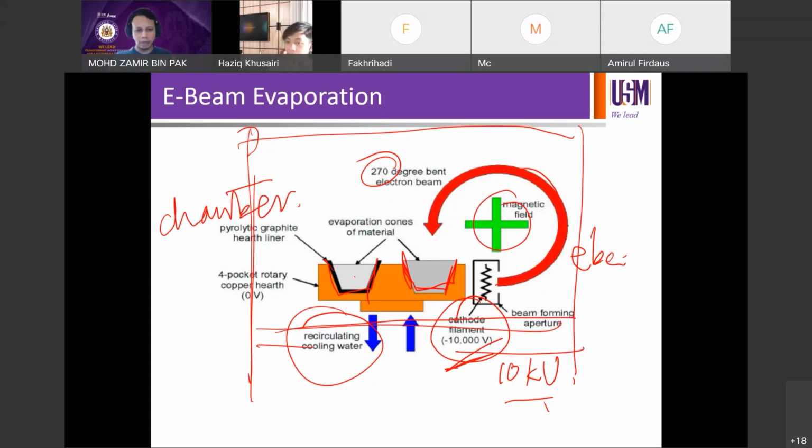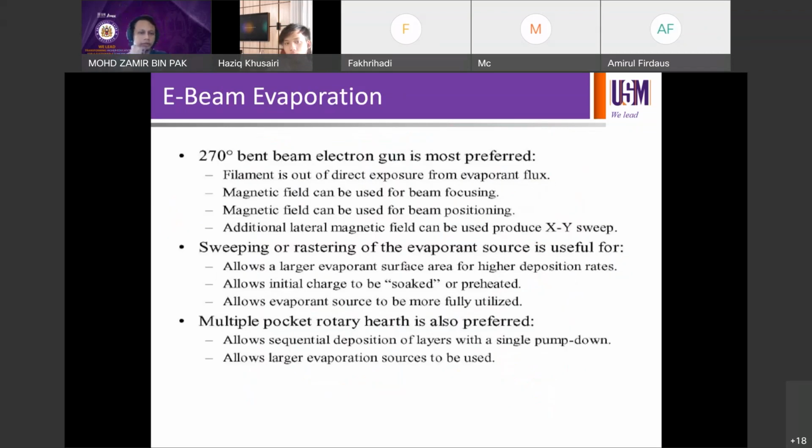Right? So then you may have your ITO or something here. ITO, for example. Then you may have, I don't know, silicon nitride, perhaps. A 270-degree bend beam electron gun is most preferred. The filament is out of direct exposure from the flux, so you can use a magnetic field for the beam positioning.